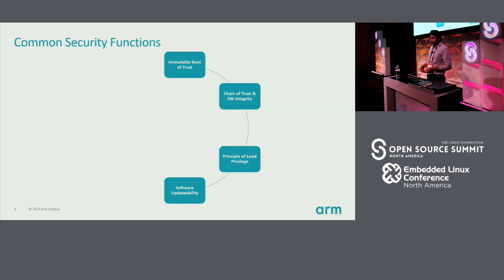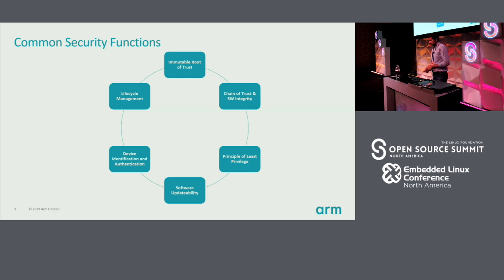Software updatability, we already talked about it. We all know, and I just talked about that as well, why we need software to be updatable. Device identification and authentication. You need to have a secure way of establishing the identity of the device. So when it communicates to another entity, the other entity can put some level of trust on the device, so it knows which entity it is actually talking to.